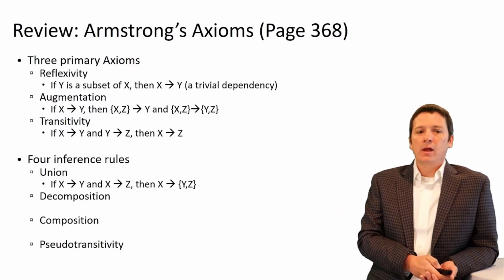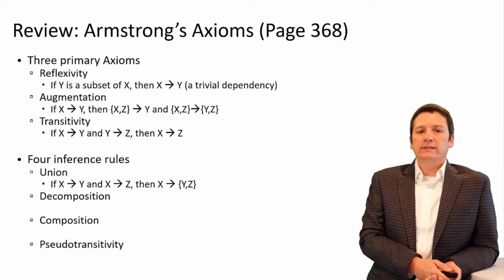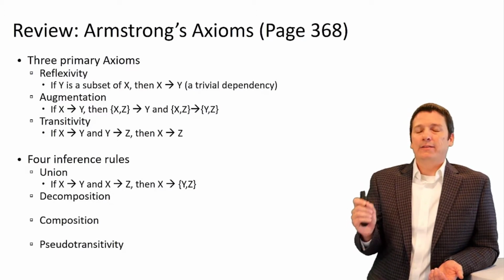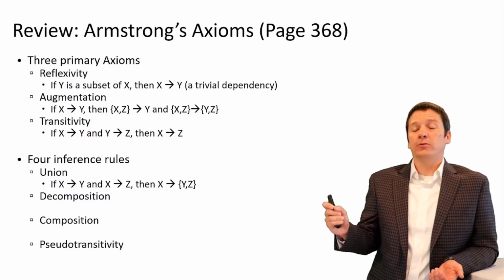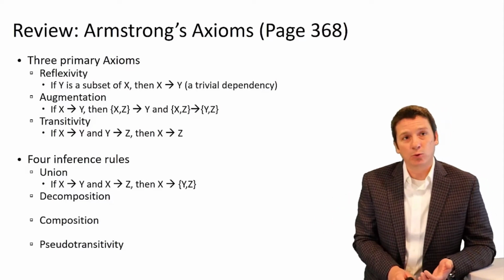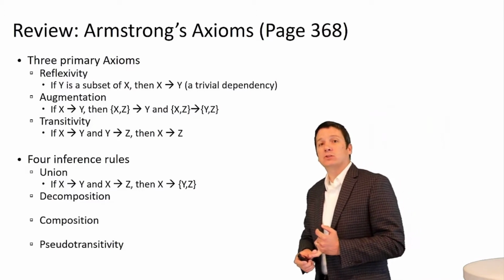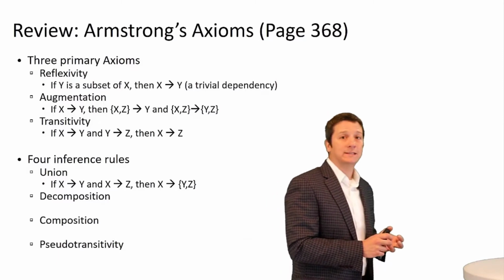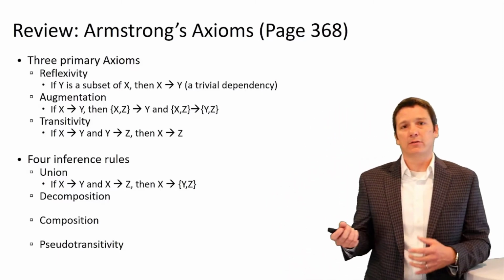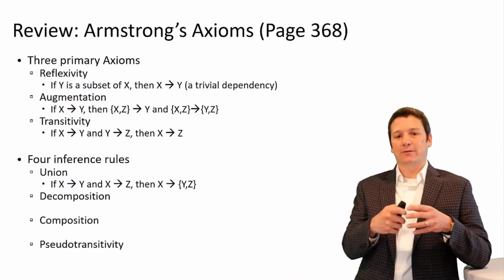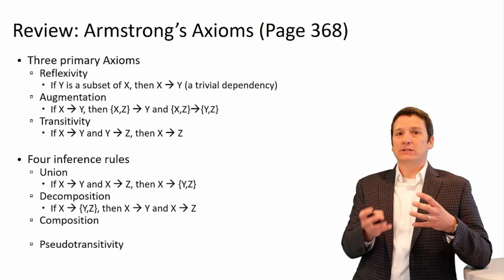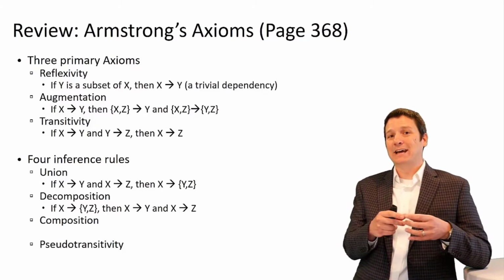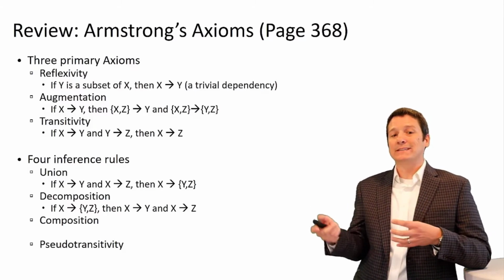Okay? Our inference rules, union says if a determinant determines 2 dependents independently, then that determinant also determines those 2 dependents together. So if your social security number functionally determines your first name, and your social security number functionally determines your last name, then your social security number can determine your first name and your last name together. Decomposition is just the opposite of that. If a determinant determines 2 dependents together, it also determines those dependents independently.